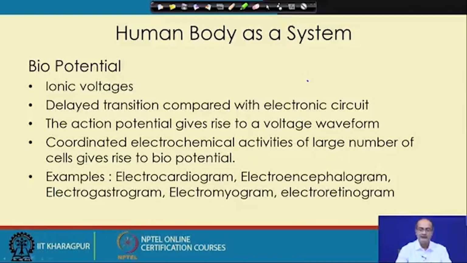And a large number of signals are generated out of this action potential of the cells. They are, say, the electrocardiogram, or what we know as ECG or EKG, then the electroencephalogram, which is better known as EEG, electrogastrogram, electromyogram. So there are a number of them.